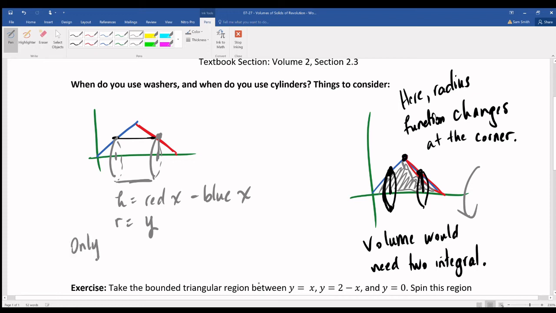So because of that, we get to avoid using dual integrals. We would only need one integral to find the volume if I decided to use method of shells.